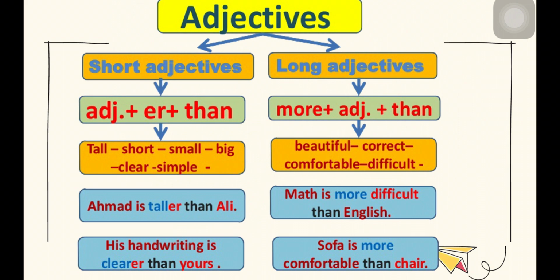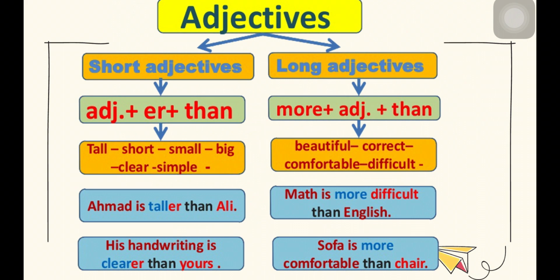Let's take a look at a long adjective. Example: Math is more difficult than English. Take a look at the word difficult. Difficult is an adjective that has more than two syllables. There are three syllables in this word. So before the adjective, we have to write more, and plus than. This is what we use to compare with a long adjective.